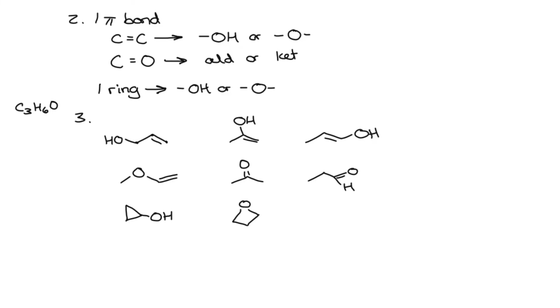Then we're going to make a smaller ring with some branching. So a 3-membered ring with a methyl group. So these are all of your structural isomers. Just note that 2 of them are enols. So they are alcohols on an alkene, which are not stable, and they tautomerize to these structures. So those are your isomers for C3H6O.